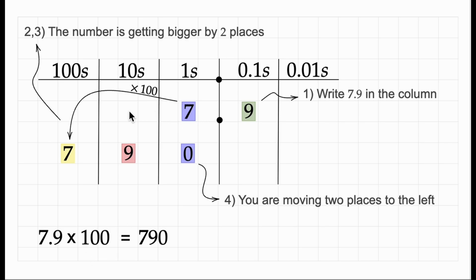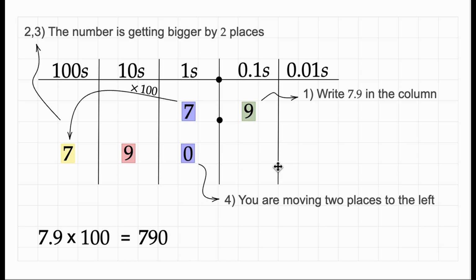So the 7 goes from the ones to the hundreds, and the 9 goes from the tenths to the tens. Now, why is this 0 here? Well, we start counting from the ones, because you go 1, 2, 3, 4, 5, not 10, 11, 12, 13, 14. So we always need to make sure that the ones are accounted for. So if the last digit is in a column higher than the ones, you've got to fill in all the columns to the right with zeros.